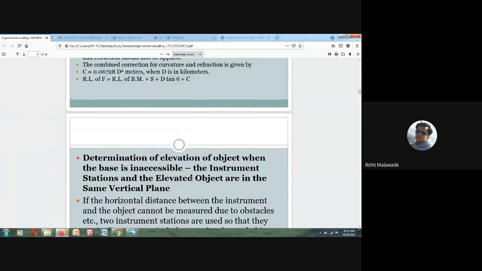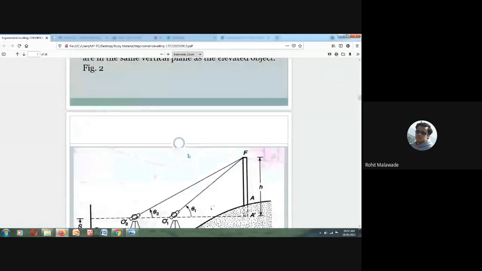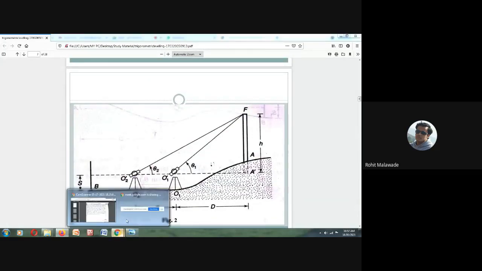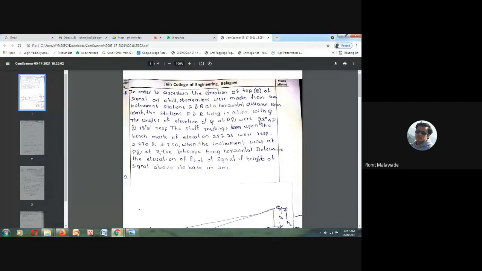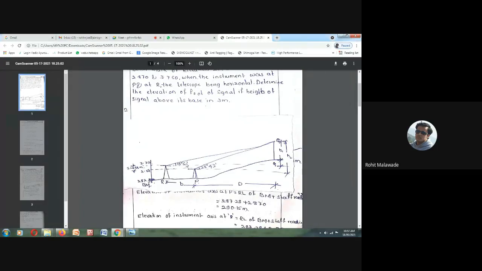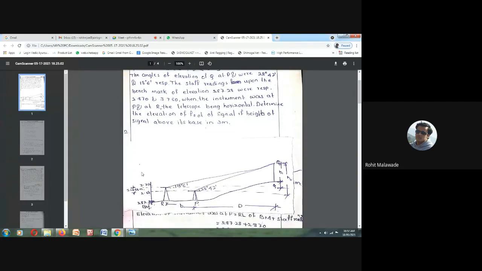See, determination of elevation of object when the base is inaccessible, the instrument station and the elevated point are in the same vertical plane, that if there is no difference in height between the two instrument stations. But look at the problem: one angle is 28 degree 42 minutes, one is 18 degree 6 minutes, and the staff readings are 2.87 and 3.750. Is it the first case? No, it is the second case.